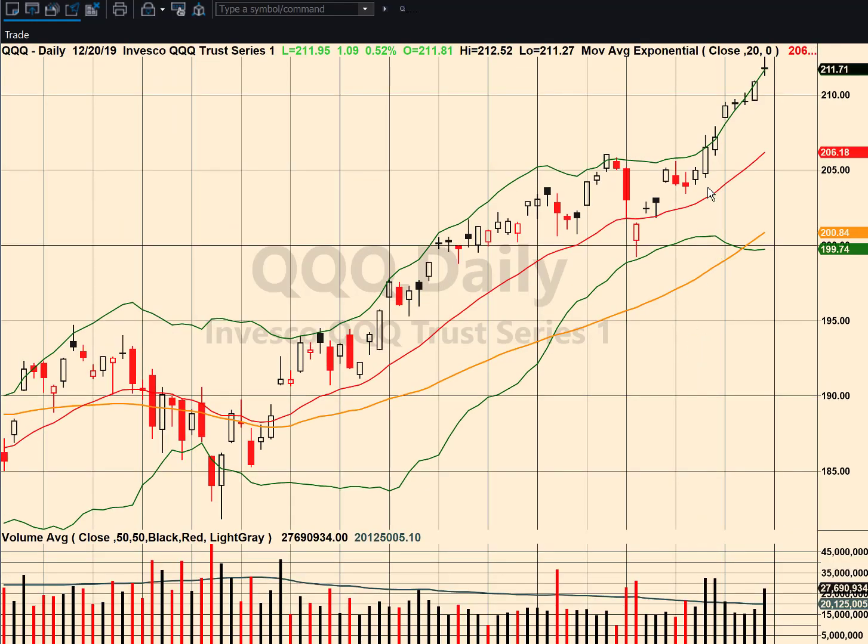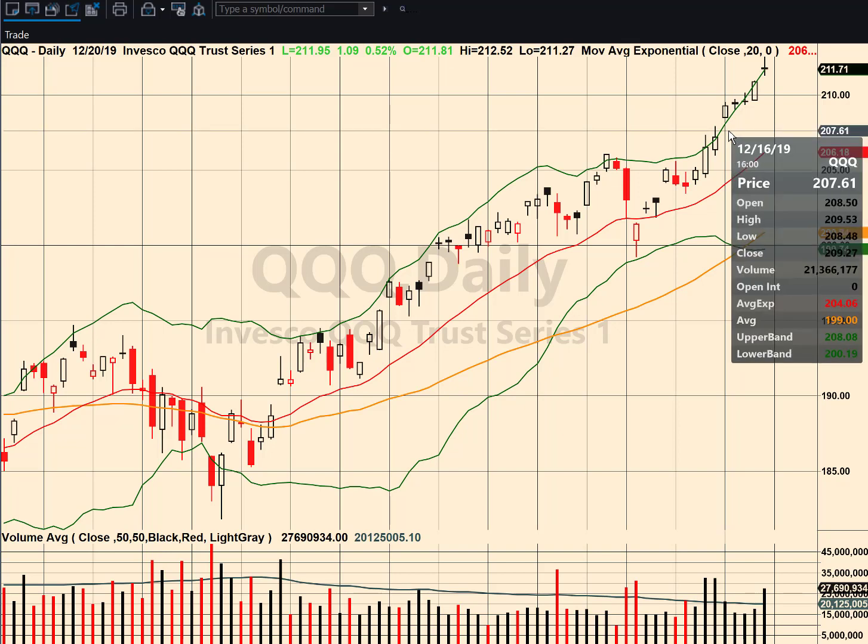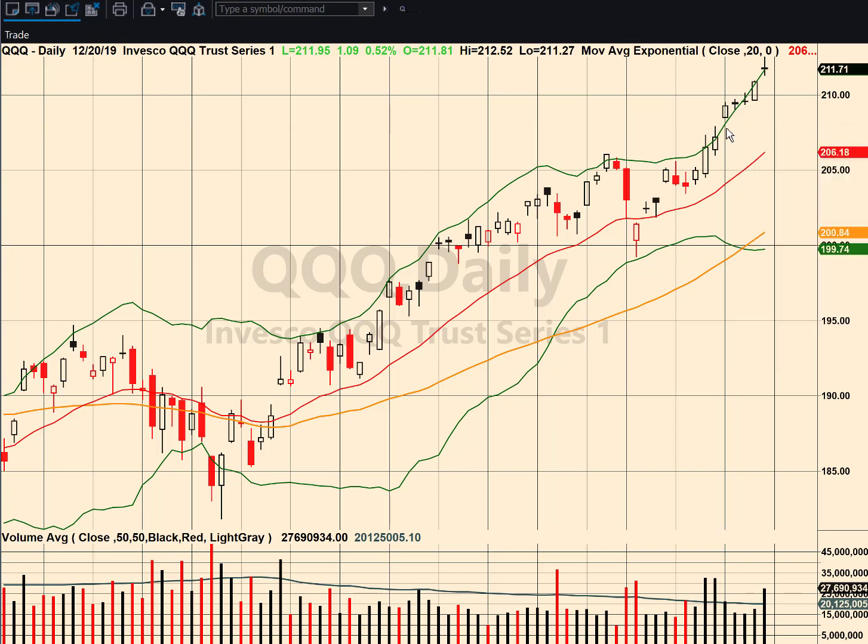Now here, I just want to highlight this. Here we broke out, and that day was 12/16, so 6 days ago from today. We broke out, and you might say, well, why wasn't there a reversion to the mean in terms of the stock pulling back, or in this case, the ETF pulling back? Two things. One, nothing is guaranteed. It doesn't work all the time.